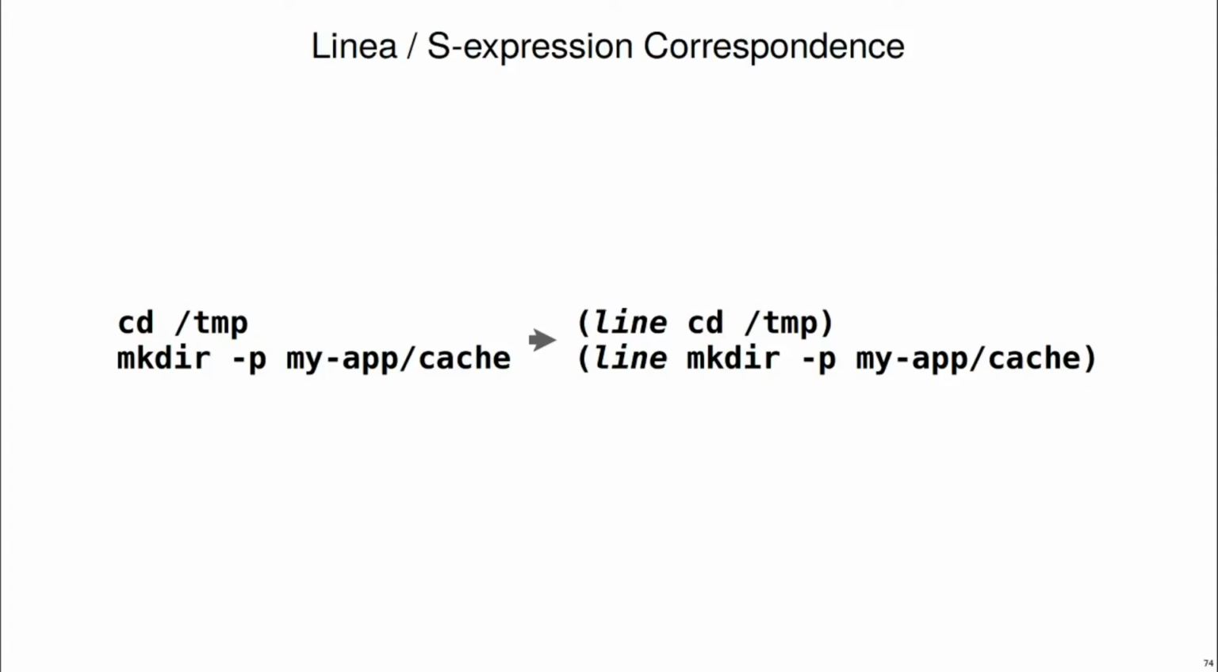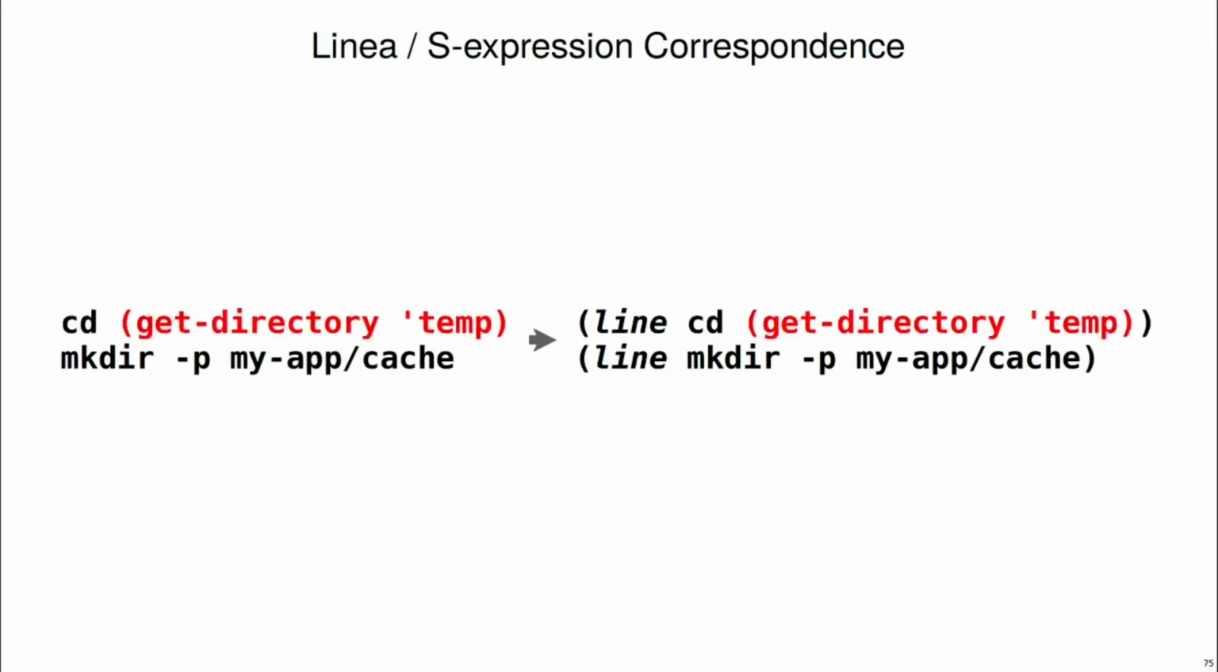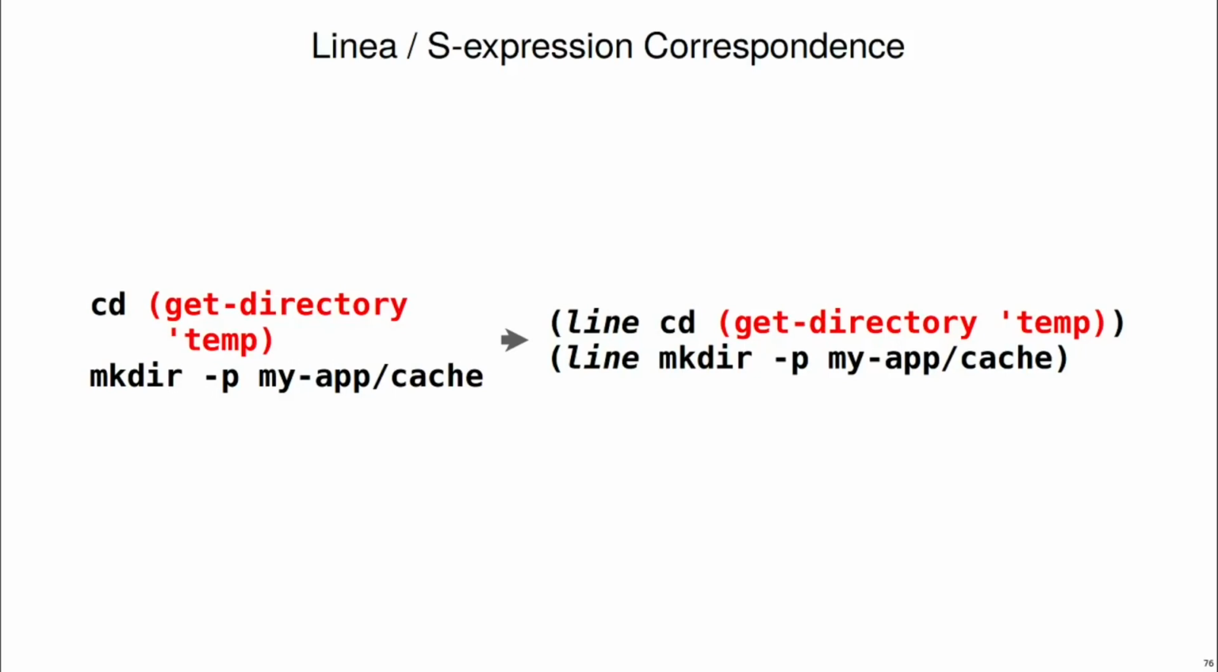The big idea is that each line ends up grouped with an implicit starter symbol, here written as line. You can write an S expression in the middle of a Linea line. This makes it easy to compute arguments to subprocesses. In S expression mode, whitespace doesn't matter, so we can add a new line if we want to.